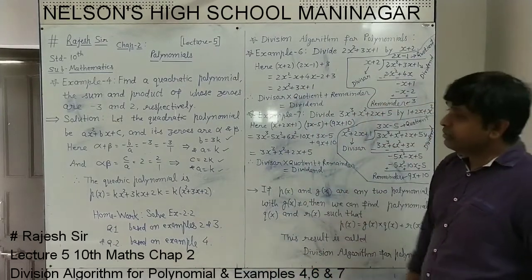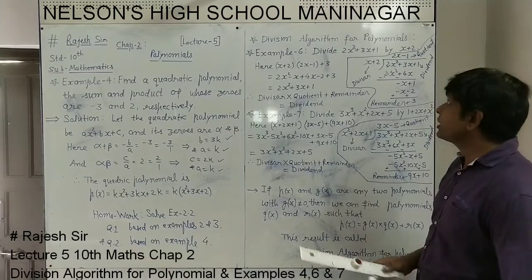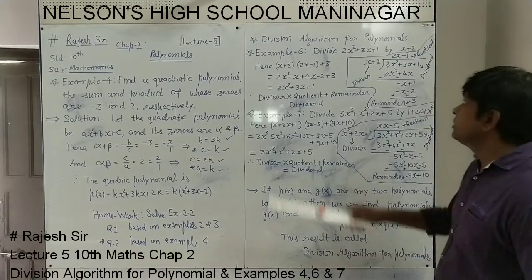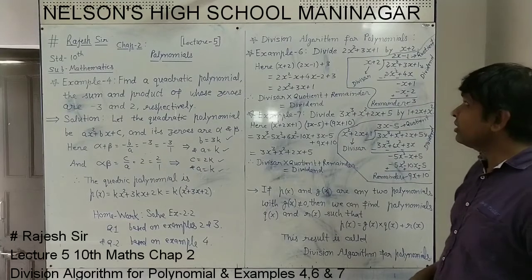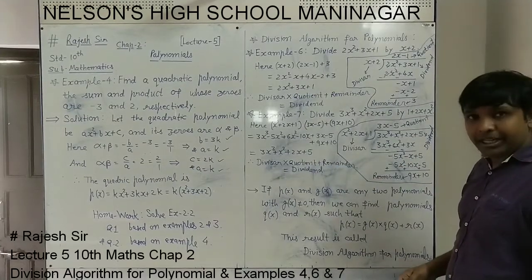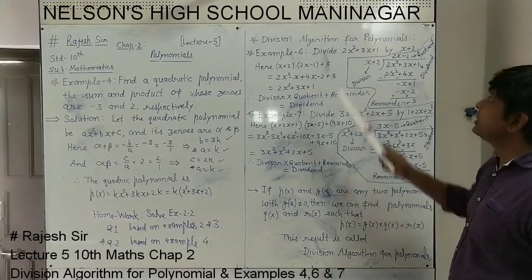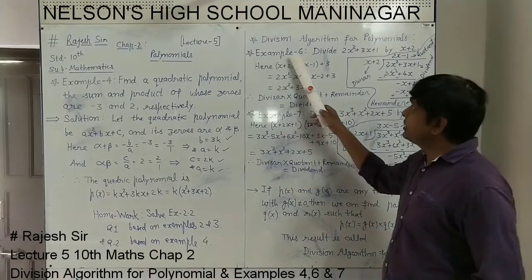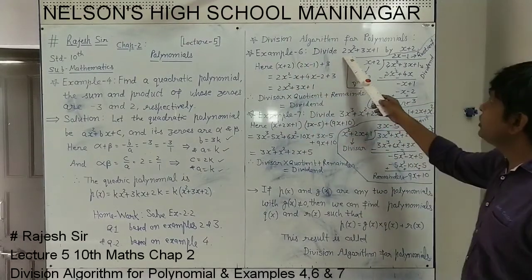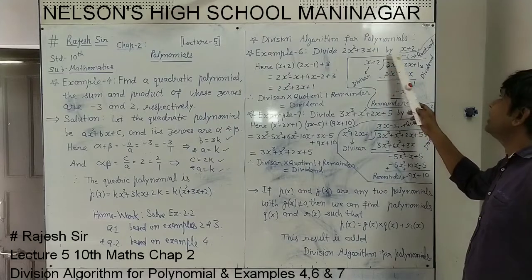Now after this concept in exercise 2.2, we have a new concept. It is division algorithm for polynomials. For this we will see two examples and then we will see what the division algorithm for polynomials is. So example 6 is: divide 2x square plus 3x plus 1 by x plus 2.